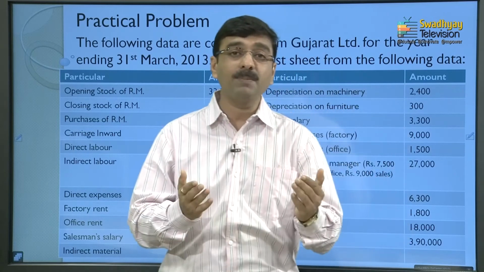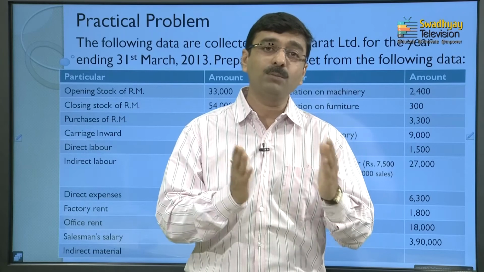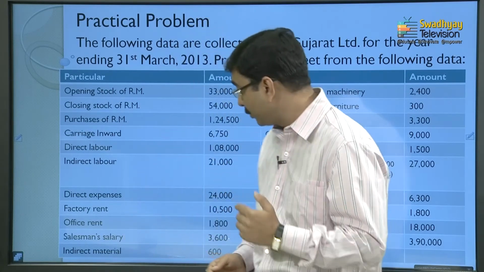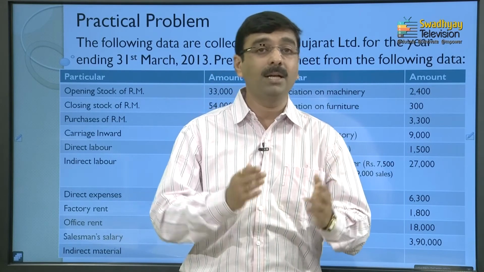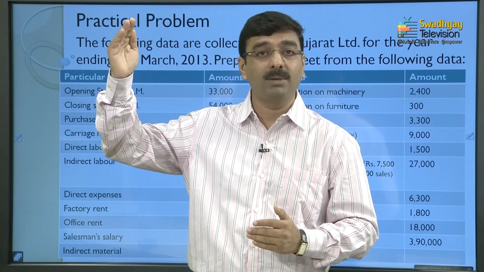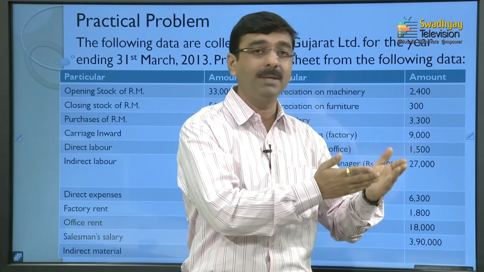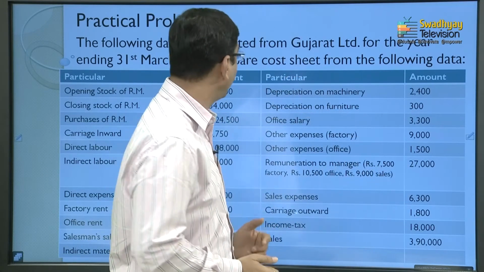Salesman's salary, a salesman is always required for the selling of goods, so it would be considered under the selling and distribution expenses. Indirect material, as I told you, any type of direct material would be recorded under the first head, material consumed, but indirect material is always recorded under the head of factory, admin, or selling and distribution. This would be recorded under the heading of factory overheads.